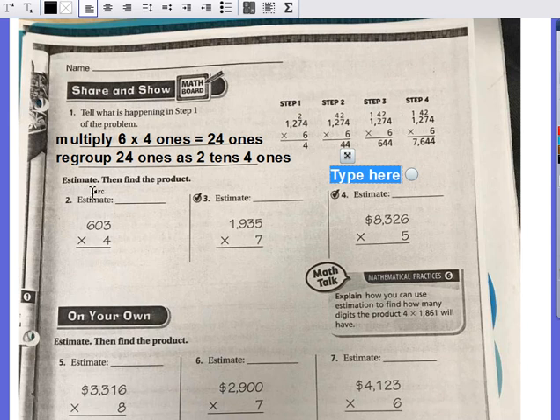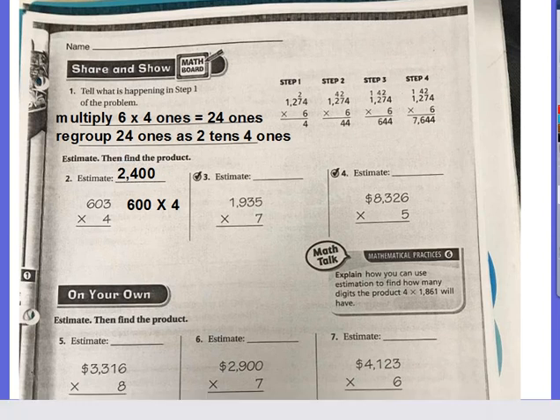Alright, so we're going to estimate and then find the product. So down here, 603, so I'm going to estimate that to 600 times 4. Okay, 6 times 4, we know that's 24, and then I add my 2 zeros behind it, so my number for my estimate is 2,400. So let's come down here and do some solving.